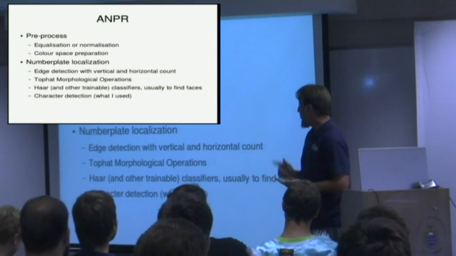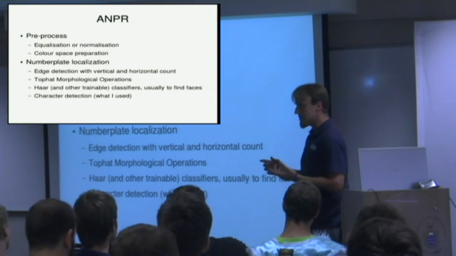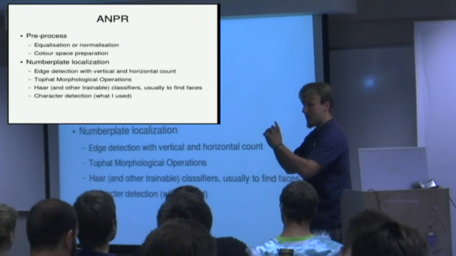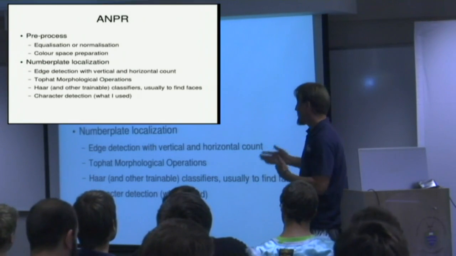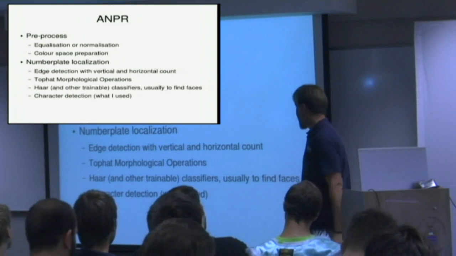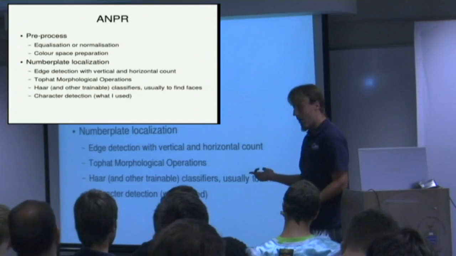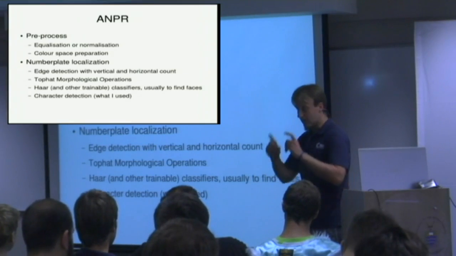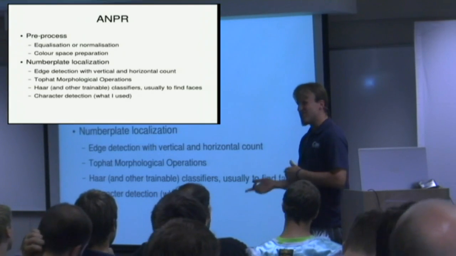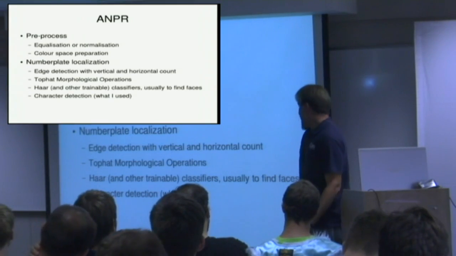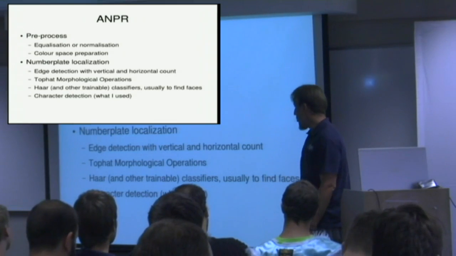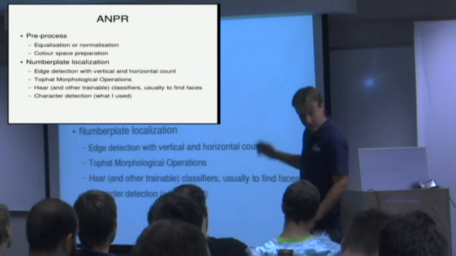Then you get what is called the top hat morphological operation, which is very similar, except that it looks only in a 3x3 area for a specific, you can define the size, 25x3 or whatever, and it looks for certain things in that area. Then you get HAAR classifiers. I don't know if you guys have ever seen a little camera that draws a nice little box around it. That's done with HAAR classifiers or with the integer equivalent, which I can't remember the name of now. And then character detection is the other one, which is more of a blob technique where you try and find characters, and that's what I used.